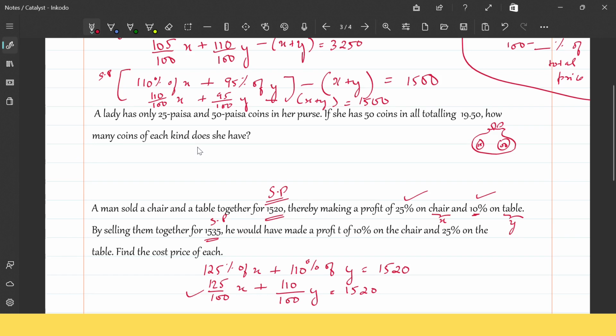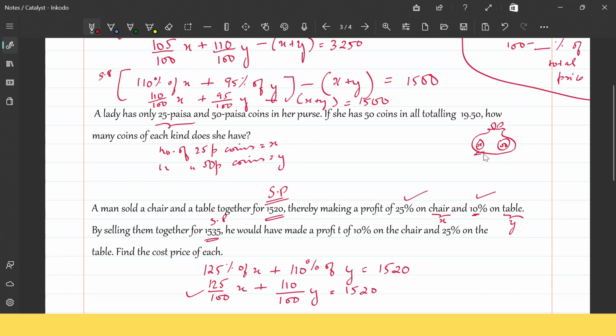Now the first thing is to find the variables X and Y. So how many coins of each kind does she have? That means we have to assume the number of 25 paisa coins as X, and the number of 50 paisa coins that she has we are taking as Y.